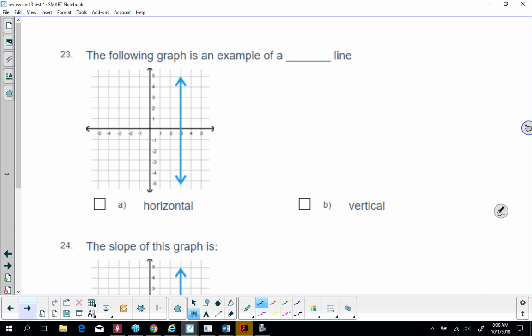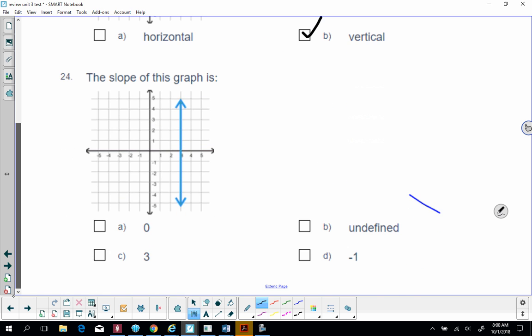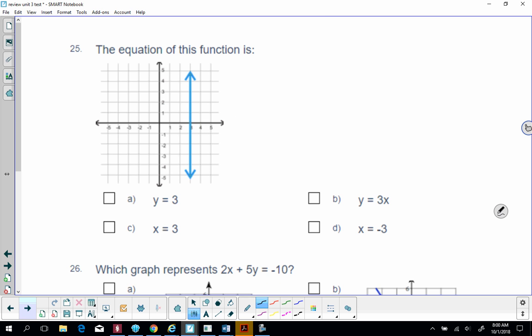The following is an example of a vertical line. We know the slope is what? Undefined, because I can make a U with it, for undefined. And what would the equation be? Yeah, x equals 3. And we know since it has an undefined slope, the equation's not going to look normal. It's not going to look like y equals mx plus b. So it's going to look something like this, x equals 3, because all the x's here are 3s. So if I plotted any of these points, all of the x's would be 3, no matter what.